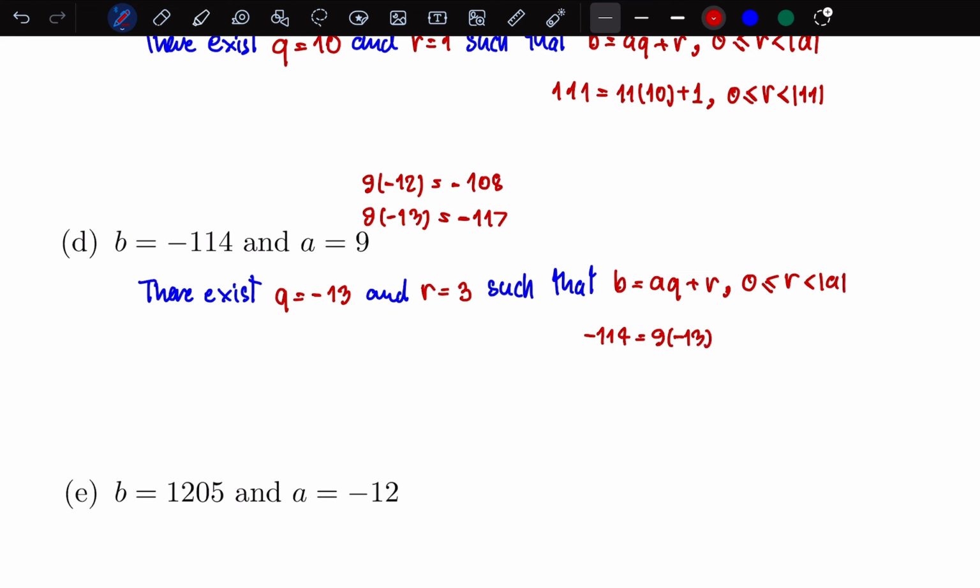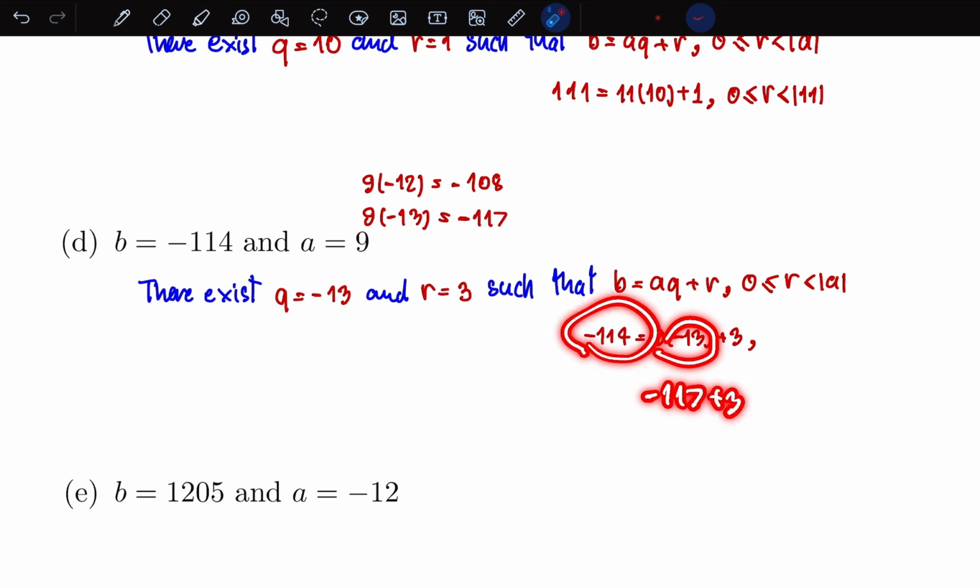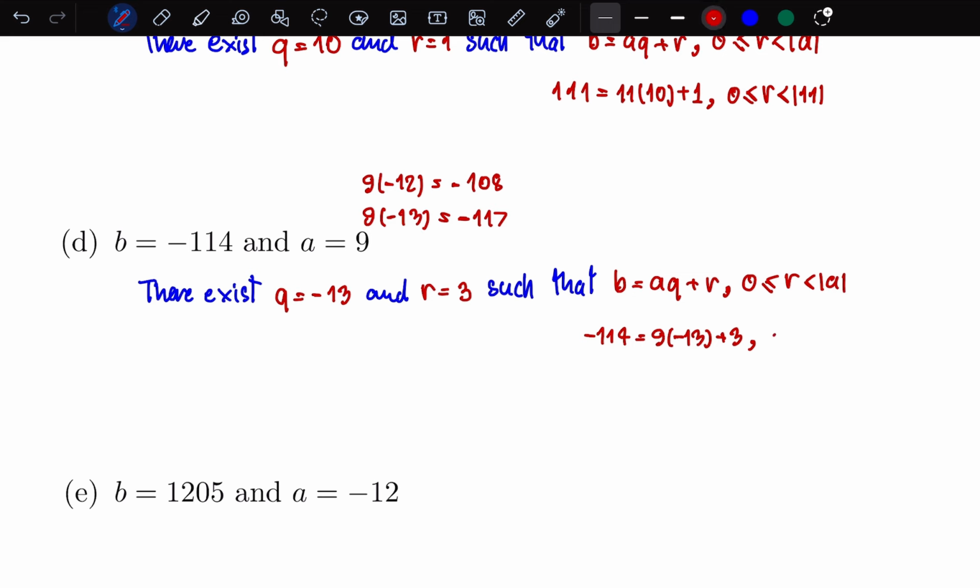Okay, and then plus R, which is 3, right? Because this figure is minus 117 plus 3, which is minus 114. Alright, so what is the remainder? The remainder is 3, which satisfies this inequality because A is 9.